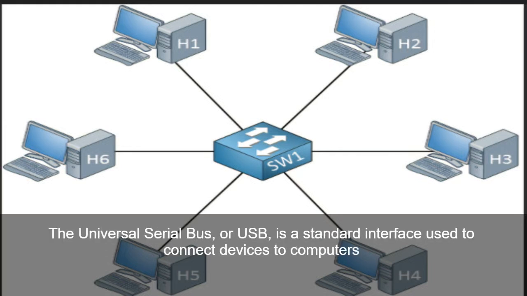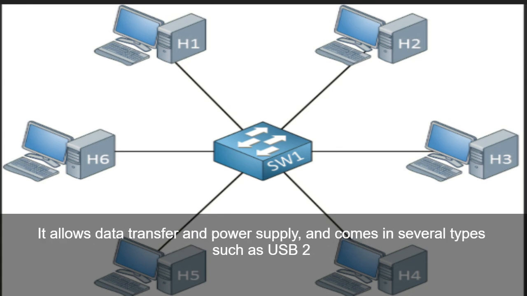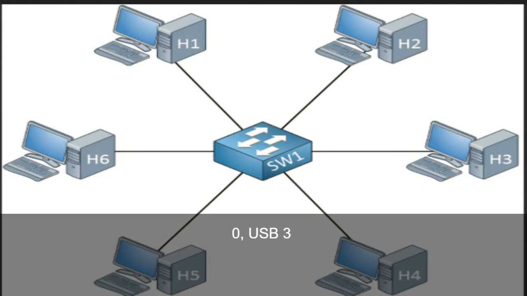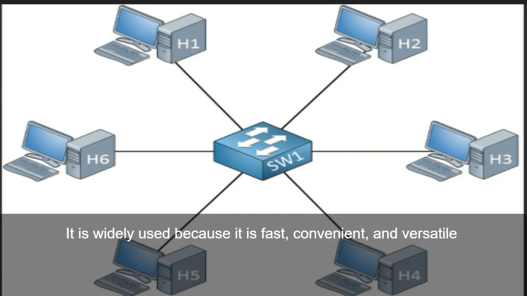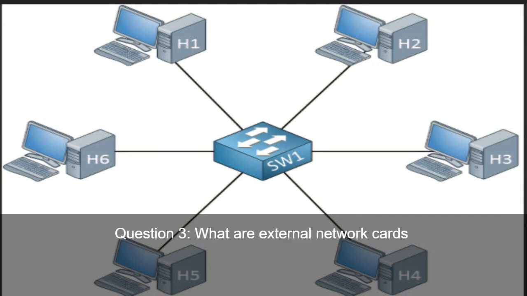The Universal Serial Bus, or USB, is a standard interface used to connect devices to computers. It allows data transfer and power supply, and comes in several types such as USB 2.0, USB 3.0, and USB-C. It is widely used because it is fast, convenient, and versatile. Question 3, what are external network cards?